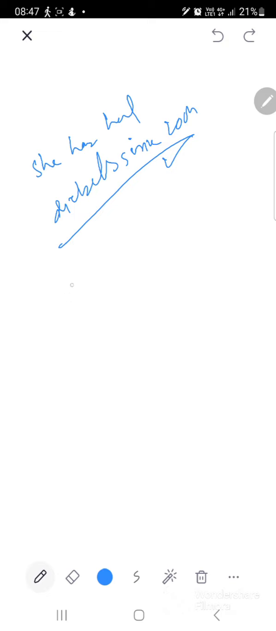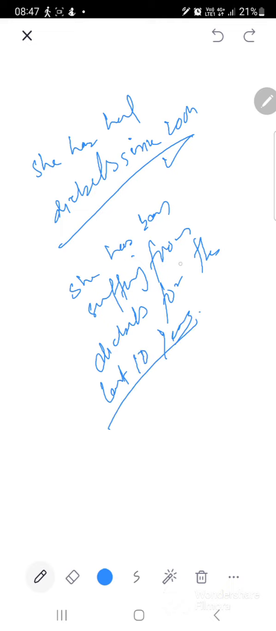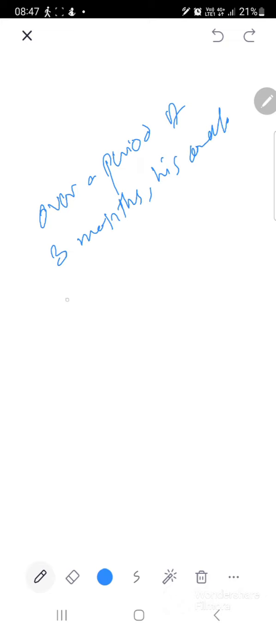Then we can write it down. Maybe in the same sentence, she has been suffering from diabetes for the last 10 years, maybe. And let's say over a period of, you can write down over a period of 3 months, his condition has worsened.